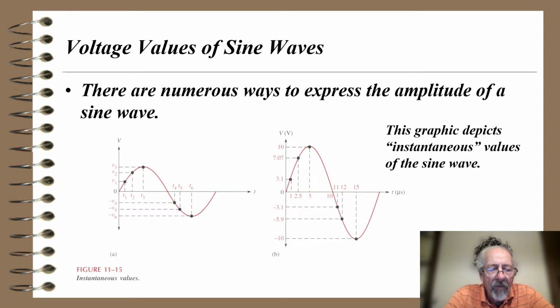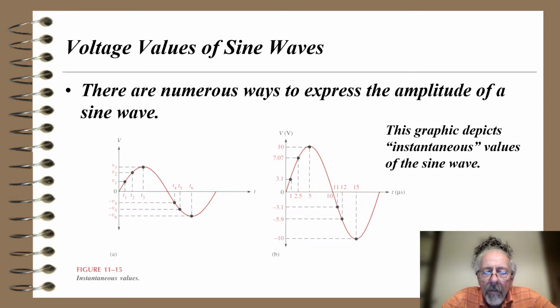We also have time T4, which is voltage V4, which is negative, time T5, which is voltage V5, which is negative, and time T6, which is voltage V6, which is negative also. On the right-hand side, we have a particular sine wave that has a 10-volt positive peak and a minus 10-volt negative peak. And it turns out that in this sine wave, it takes 20 microseconds for it to complete.